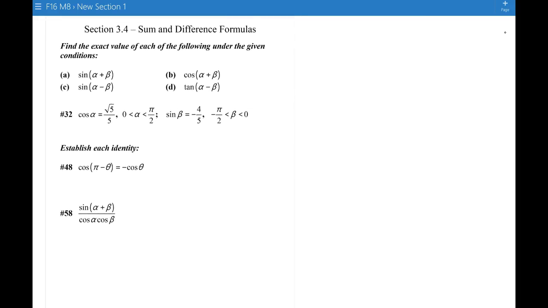Okay, so your homework problems are going to take a while because they're going to have 4 parts to them. Find the sine of the sum, sine of the difference, cosine of the sum, and tangent of the difference, given some information. So this first problem, they're giving you the cosine of alpha, and they're telling you what quadrant it's in. So this angle alpha has a cosine of root 5 over 5, and it's in quadrant 1. This is quadrant 1, right? So if it has a cosine of root 5 over 5, then it must have a third side length of 2 root 5. Check and make sure that makes sense.